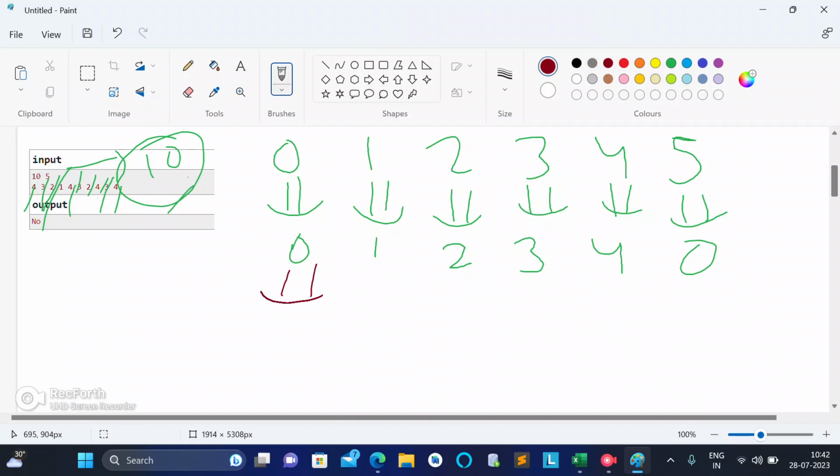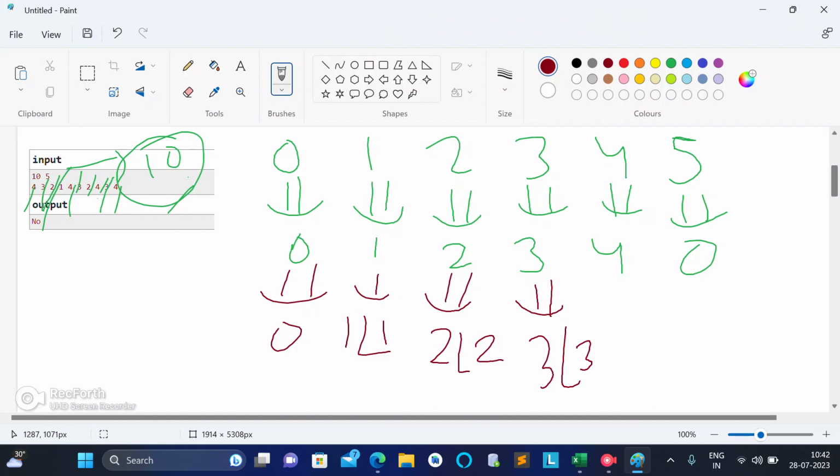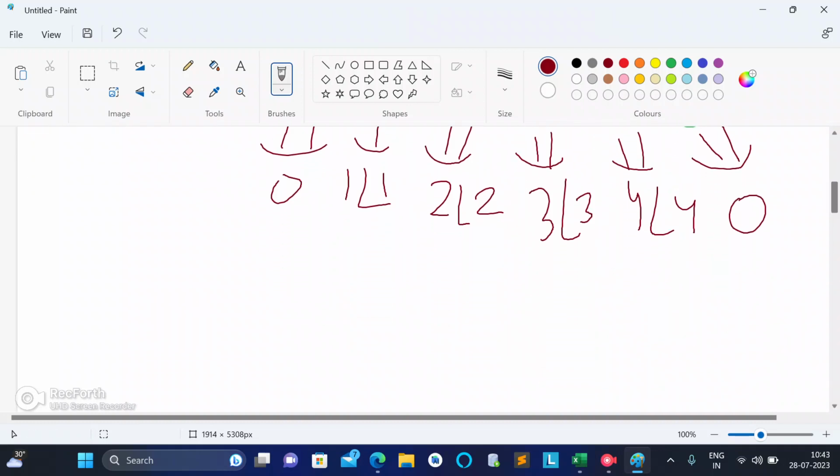So what we can do is, 0 is present 0 times. It means the answer is 0. 1 is present 1 time. It means 1 into 1 factorial. 2 is present 2 times. It means 2 into 2 factorial. 3 is present 3 times. It means 3 into 3 factorial. 4 is present 4 times, it means 4 into 4 factorial. 5 is present 0 times, it means 0.